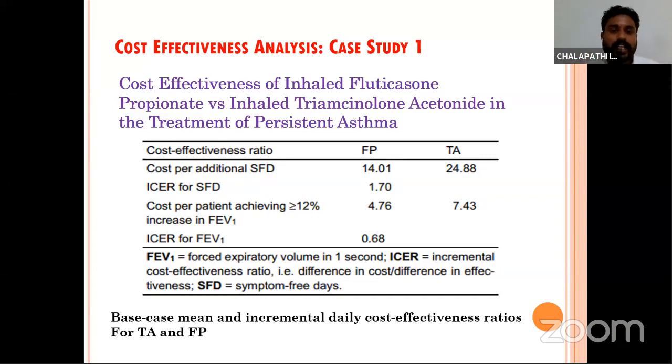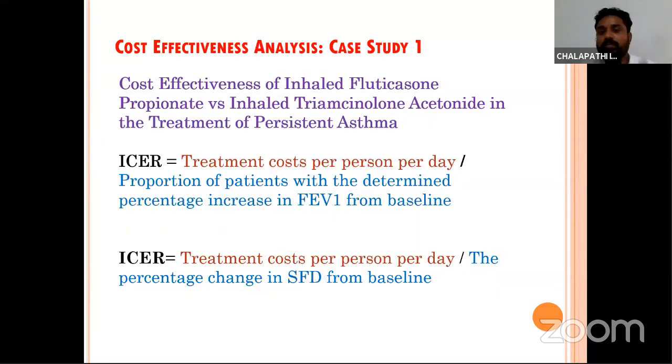Is that clear? To get an additional increase of 12 percentage in FEV1, FP has to pay 4.76 and TA has to pay 7.43. And what they did now, they have calculated ICER with the equation I told you. This is the equation: treatment cost per person per day divided by the proportion of patients with the determined percentage increase in the FEV1 from the baseline. So it's a simple concept. Overall, I'll calculate the cost and the outcome for treatment A and treatment B, and per outcome, how much I have to pay. Then I will calculate the difference in cost of intervention A minus intervention B, divided by how many outcomes I got for intervention A minus intervention B. If I calculate that, I will get this ICER.